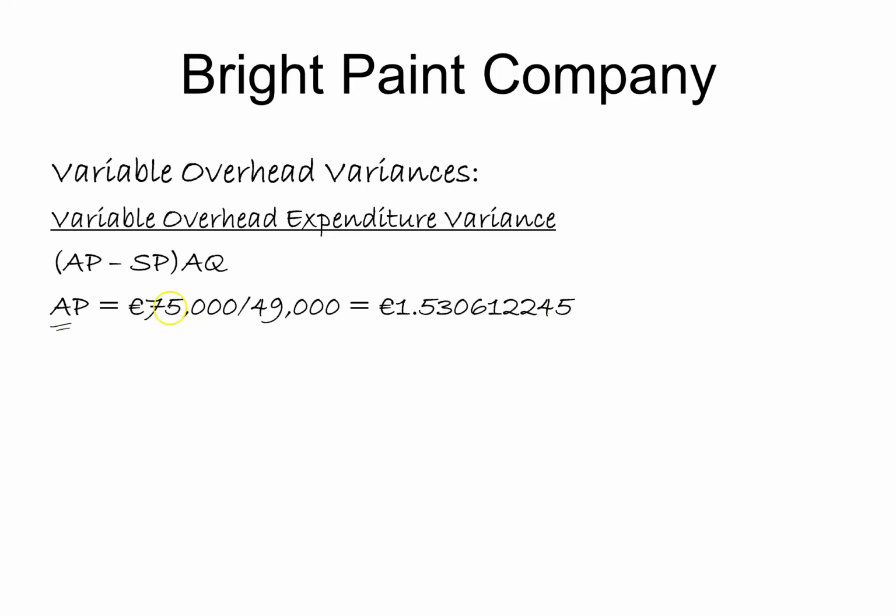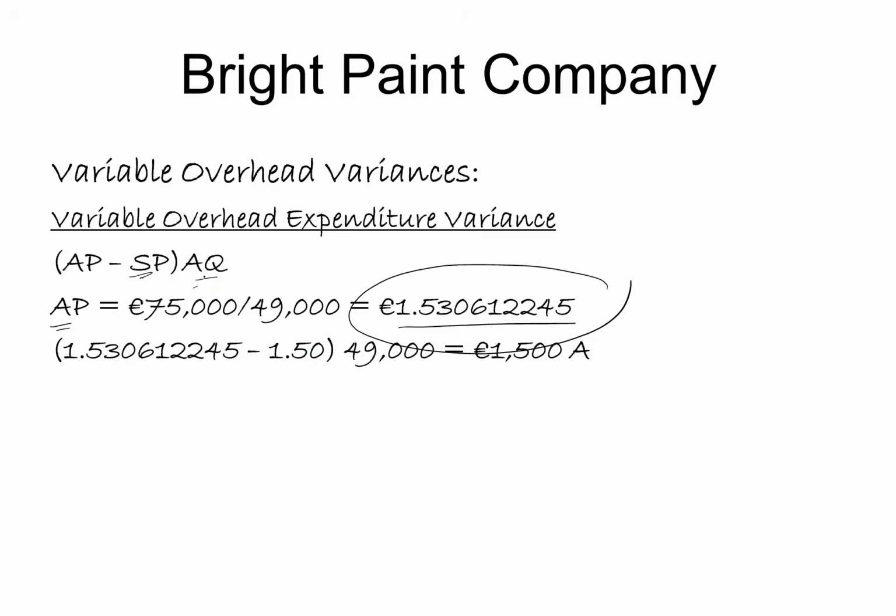The actual price for variable overhead works out at 1.5306122245. Now, I'd recommend leaving that in your calculator. We have the standard price of 150, so I'll take minus 150, get that figure and multiply it by the 49,000 hours. If I do that, it works out at 1,500 evenly, and it's an adverse variance.